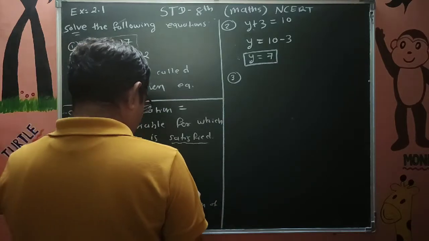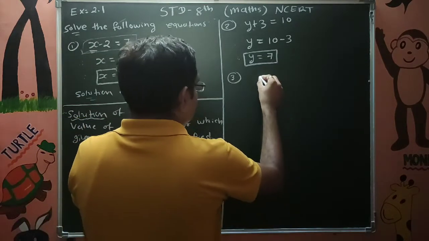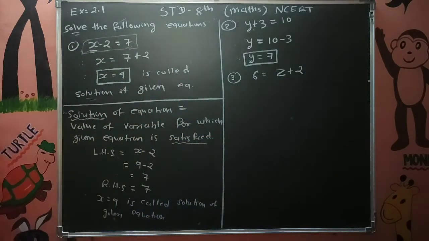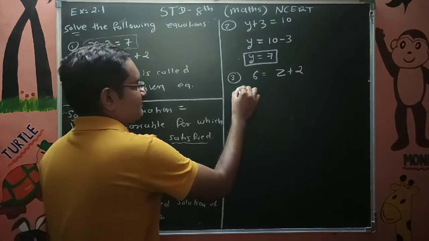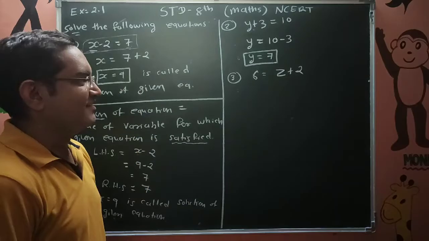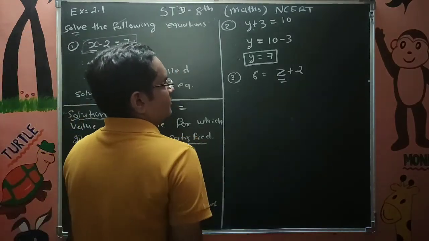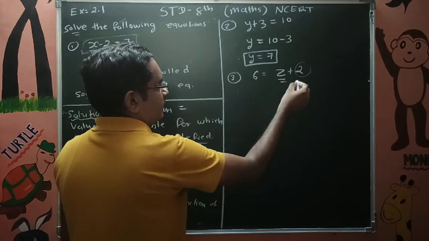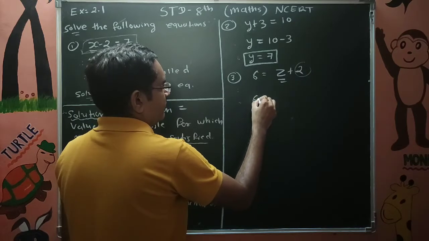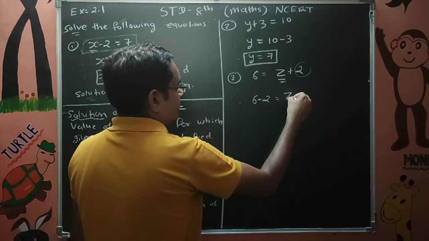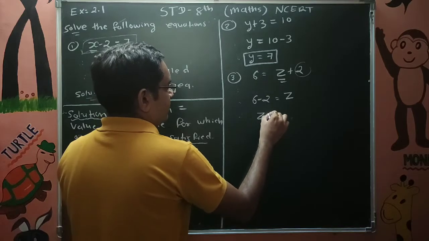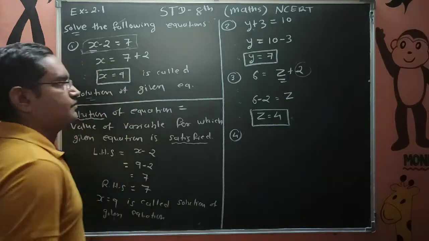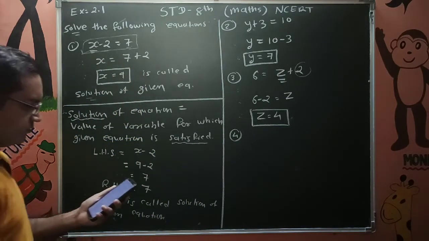Now question number 3. For question number 3, we are given 6 equal to z plus 2. So here our variable is z. Now here you have to take this 2 on the left hand side because we require z. Taking this 2 on the left hand side, it will become minus, so it's 6 minus 2, which is equal to z. Therefore z equal to 4. Z equal to 4 is the solution of the given equation. Clear students?